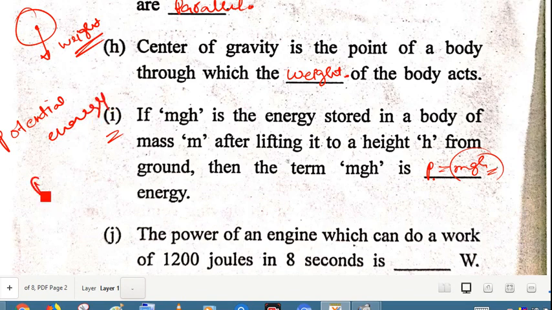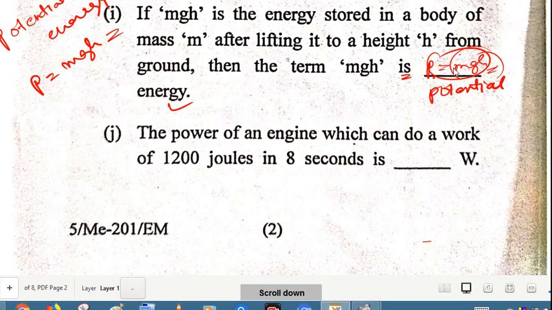The formula of potential energy, P equal to mgh. So the term mgh is here. You have to fill in the blank. You have to write potential. Energy is already there, so you have to just write the potential. I've just written here the formula.